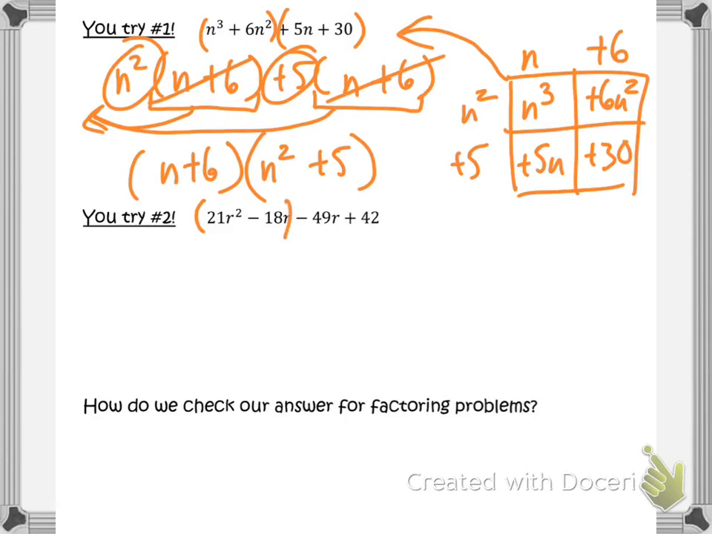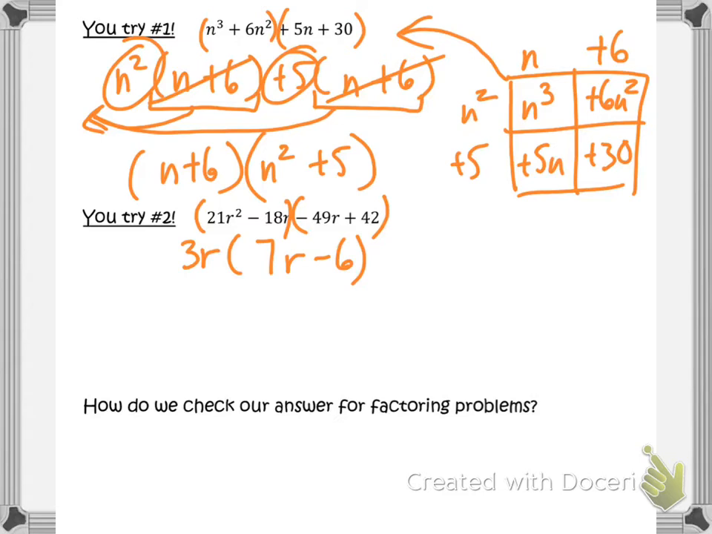Factor out GCF. Interesting. Alright, this one might be tricky, let's see if you can get this one. There is a little trick you have to do. So out of the first two terms, you have to factor out a 3r. Yes, a 3r. You're left with 7r minus 6.